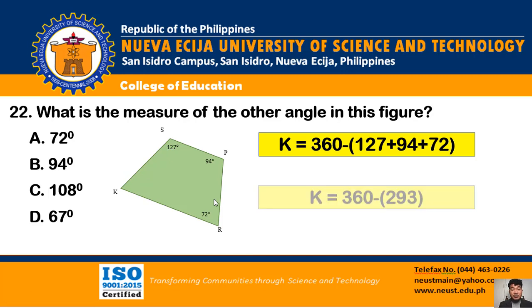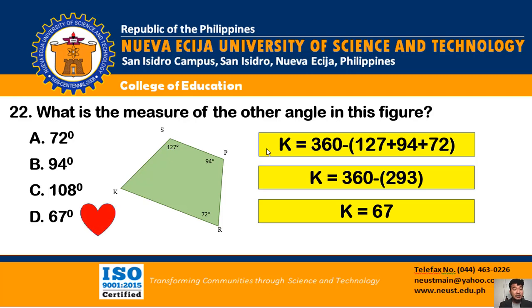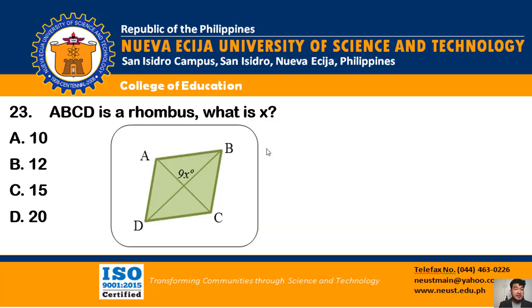So K is equal to 360 minus 293, and that is equal to 67. Meaning, K is equal to 67 degrees.